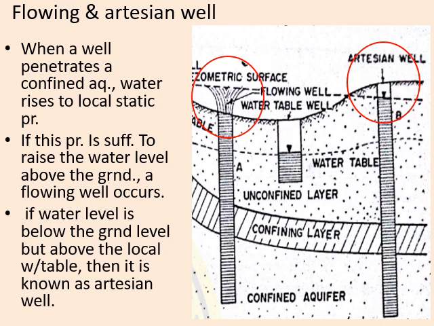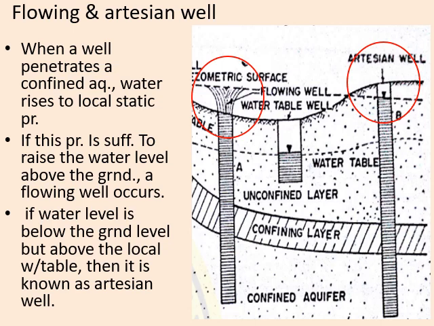So what is a flowing well and an artesian well? When a well penetrates a confined aquifer, here in the red circle at well A, water will rise to a local static pressure. If this pressure is sufficient to raise the water level above the ground, meaning it is coming out naturally over the ground, this condition will be named a flowing well.